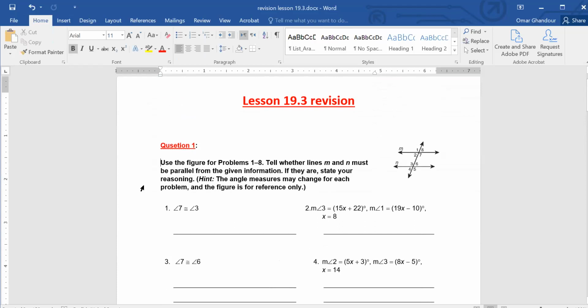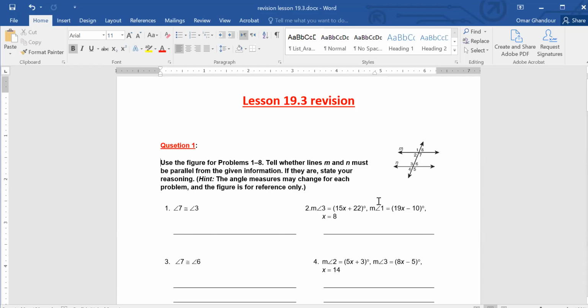The words "state your reasoning" mean what? Because you will find it maybe in the online test or whatever. State your reasoning means give the reason, like give the name of the theorem. It's the converse of the alternate interior angle theorem. It's the converse of the corresponding angle theorem. It's the converse of the same side interior postulate. So this is your reasoning. Why did you say they are parallel? Let's start with number 1.